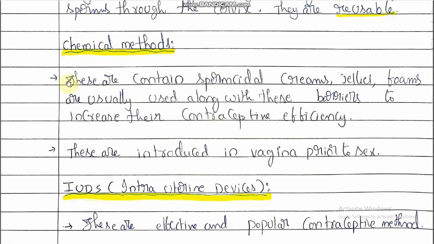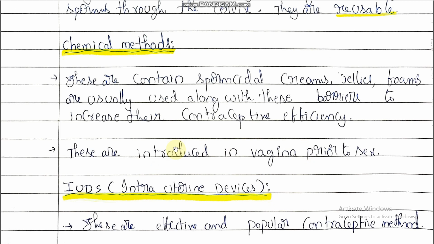Understood or not, right? So spermicidal creams, jellies, and foams are usually used along with these barriers to increase their contraceptive efficiency, and these are introduced in the vagina prior to sex. Before sex only this should be introduced. What should be introduced? Spermicidal creams, jellies, and foams with barriers. After coitus there is no use. So these are introduced in the vagina prior to sex only, right? Up to this clear? So this is regarding barriers.